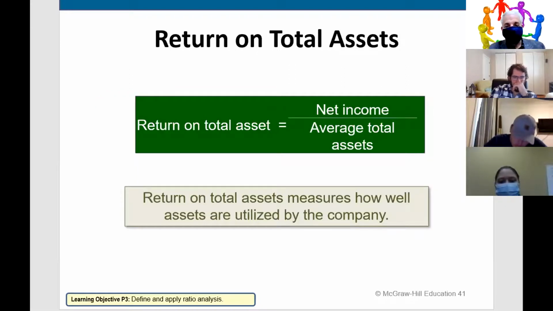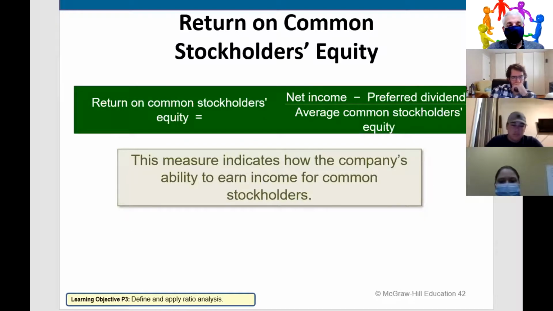And we get return on assets. We have an income statement and a balance sheet item, so we have to average our assets. We got a return on equity. And again, I told you not to worry about preferred dividends, right? I said preferred dividends until we get to our equity section. Most companies don't have preferred dividends.